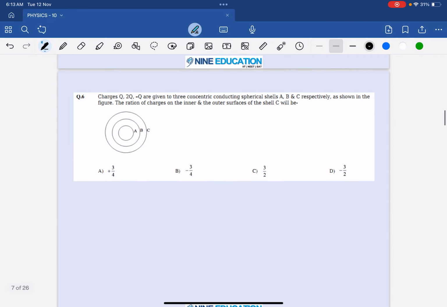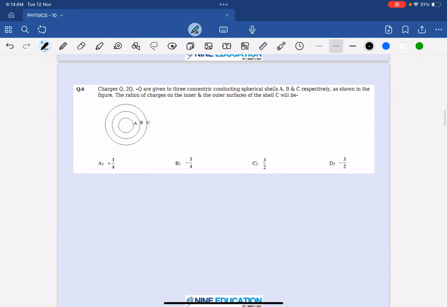Next question we are able to see here. Charges Q, 2Q and minus Q are given to the three concentric conducting shells, as shown in the figure. The ratio of charges on the inner and the outer surface of the shell C will be. So we are able to see that conducting shells are there, that means charges are going to appear. So if this is charge Q here, how much charge is going to come here? It will be minus Q.